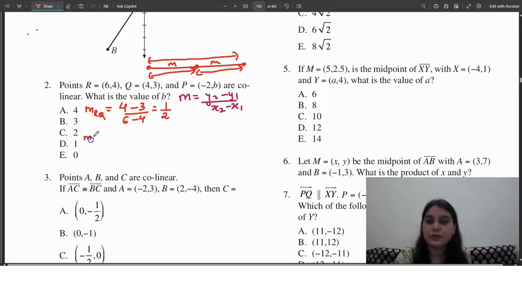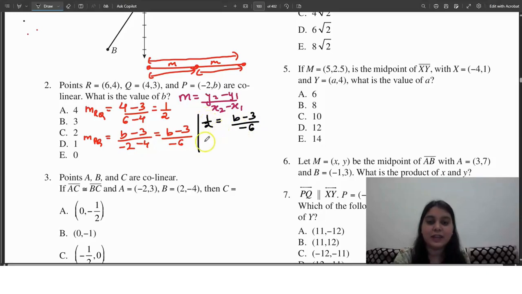Same way slope of PQ is going to be B minus 3 upon minus 2 minus 4. So that's coming as B minus 3 upon minus 6. Now these two are supposed to be equal if the points are collinear. So then we'll put them equal. 1 by 2 is equal to B minus 3 upon minus 6. We can multiply it this side. So 1 by 2 into minus 6 is minus 3 equals B minus 3. So B is minus 3 plus 3. That's coming as 0. So B is 0.